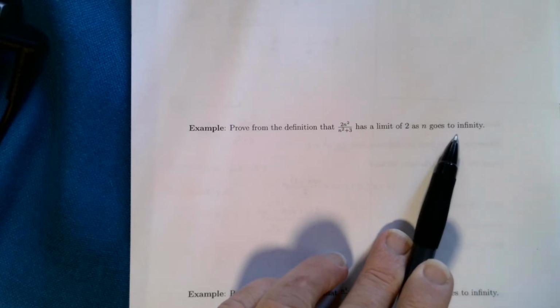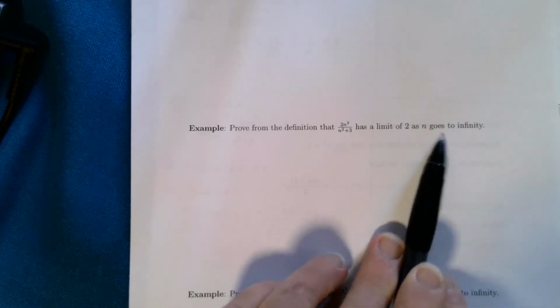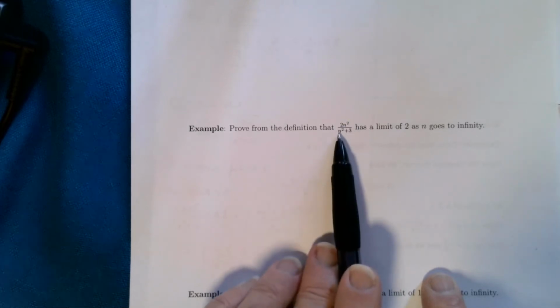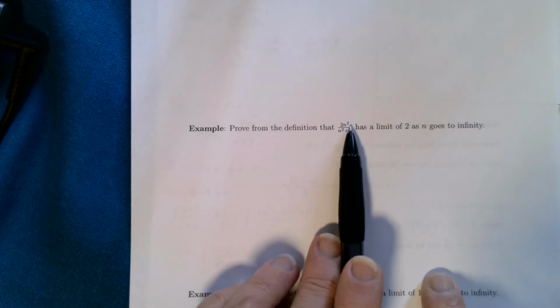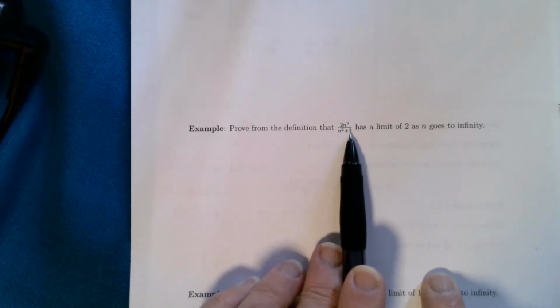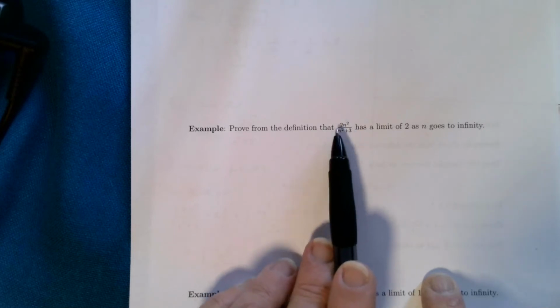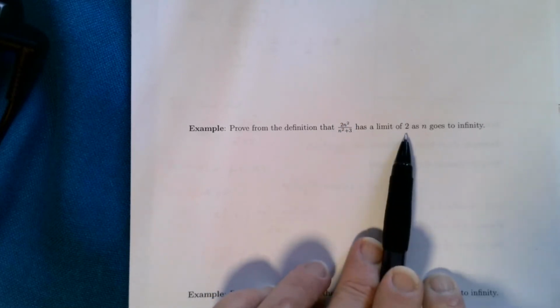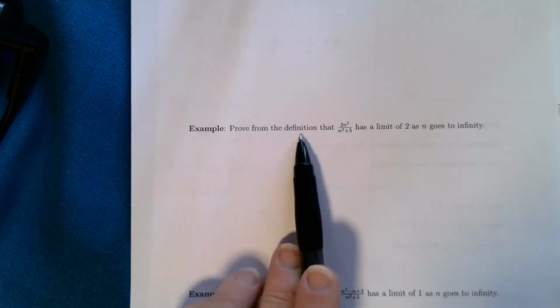You would have seen from last week's work that you can see that the limit has to be 2. If you divide top and bottom by n squared, you see that the dominant term on the top is 2n squared, the dominant term on the bottom is n squared. Who cares about the plus 3? So this is roughly 2. So you would expect the limit to be 2, and we're going to prove it from the definition.